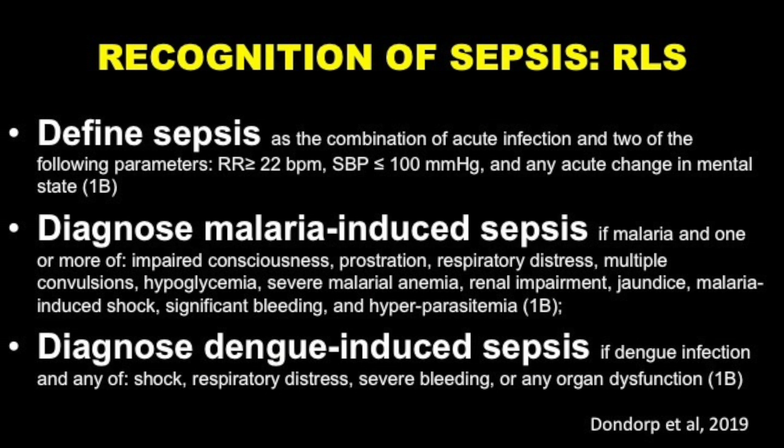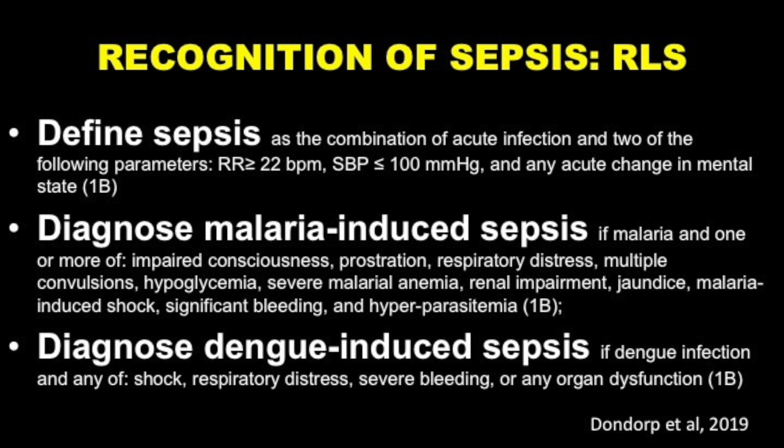So, I know a lot of words on the slide. There were even more before I cut them down. They define sepsis as a combination of acute infection and 2 of the following parameters: respiratory rate over 22, systolic blood pressure under 100, and any acute change of mental state. And that 1B next to it means it's a strong recommendation on moderate levels of evidence.